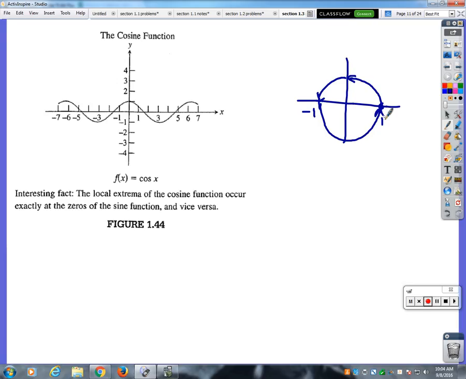Right, we doing okay? Yeah, we're about tangent. Okay.